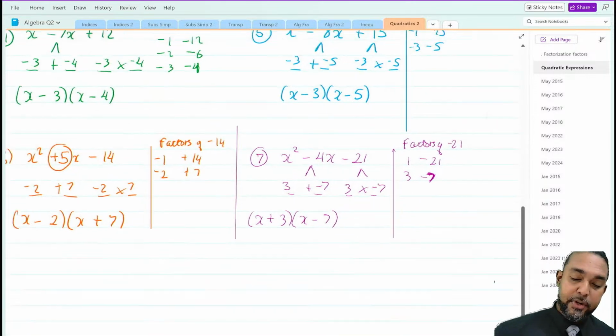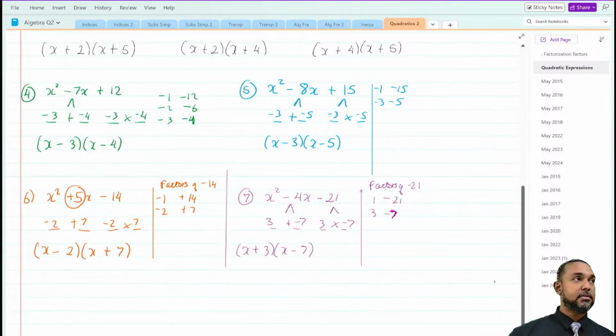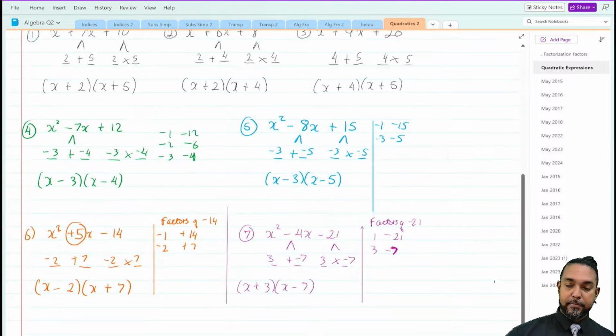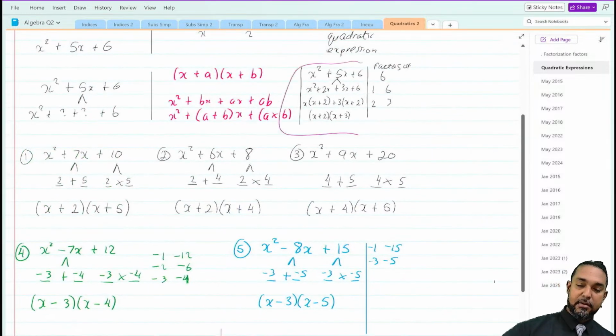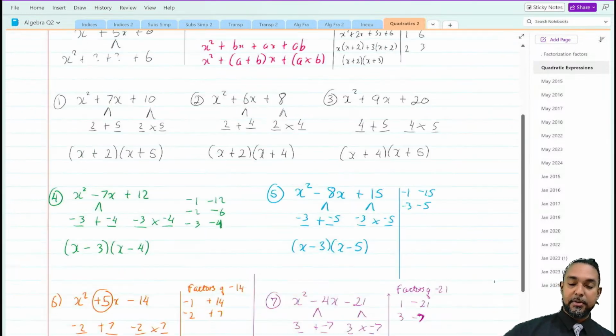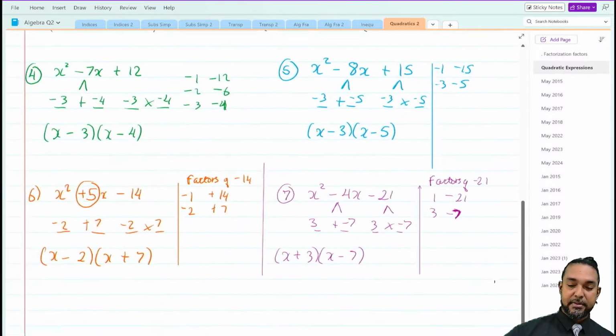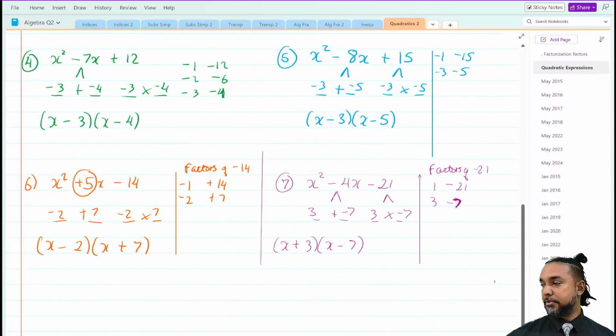Right? Now, again, what I showed you here was a bit of a shortcut to factorize relatively simple quadratic expressions, right? This here is kind of what I prefer to see, but as far as I'm concerned, it's a lot of work for a little bit of marks.